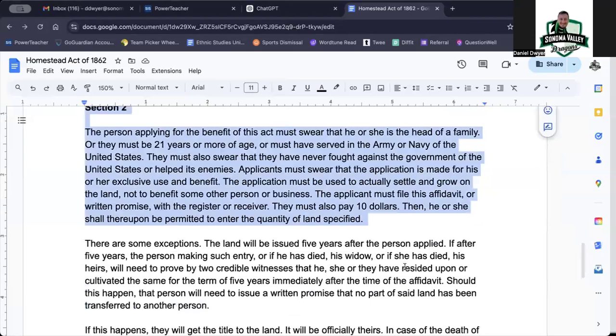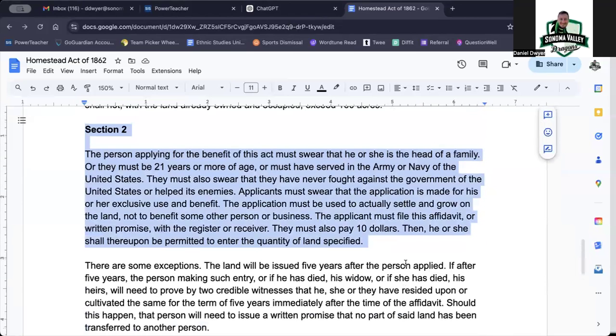Section 2. The person applying for the benefit of this act must swear that he or she is the head of a family, or must be 21 years or more of age, or must have served in the Army or Navy of the United States. They must also swear that they have never fought against the government of the United States or helped its enemies. Applicants must swear that the application is made for his or her exclusive use and benefit. The application must be used to actually settle and grow on the land, not to benefit some other person or business. The applicant must file this affidavit or written promise with the register or receiver.